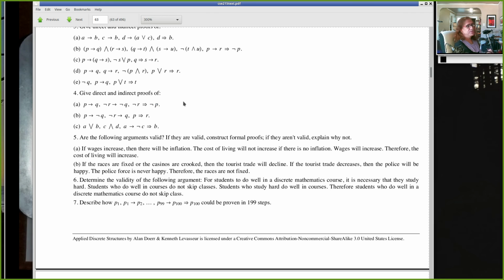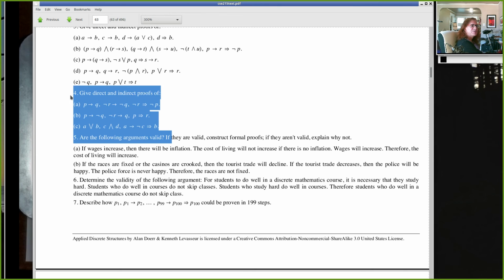We're going to do proofs all week, but our proofs are going to basically start off with things that we are given. We're going to take those as being true, and we're going to try to prove that this conclusion is true. And we're going to learn two basic classes of proofs, direct proofs and indirect proofs. For each of these three questions, you want to do a direct proof and an indirect proof. So question 4, you're going to write out a total of 6 proofs.